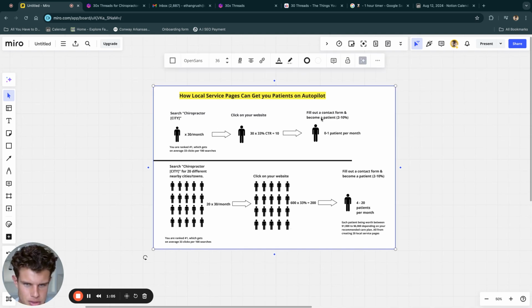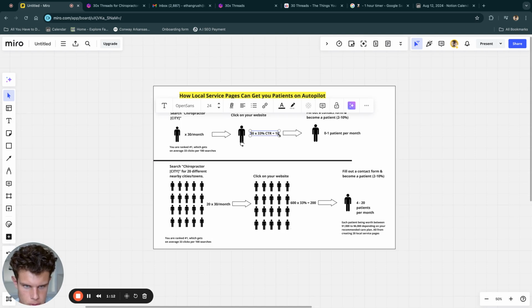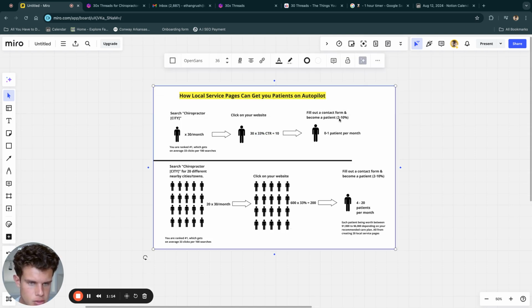Now, let's say our conversion rate to getting them to become a patient is anywhere between 2 to 10%. So for every 10 clicks we get, if you multiply that by 2 to 10%, we're going to get around 0 to maybe 1 patient per month. So as you can see, being ranked for just one of these terms or for just this city, so let's say it's chiropractor Los Angeles or chiropractor North Hollywood or whatever the case may be, simply having one page that ranks for this term isn't enough. Now I'll take you to the next scenario.